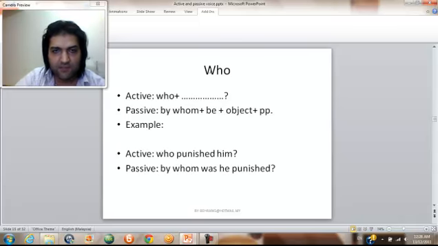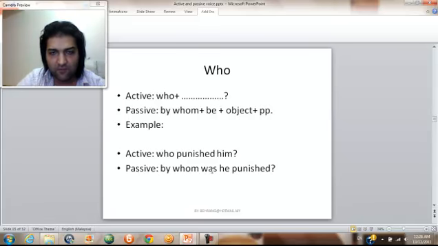Well, sometimes our active sentence is a question form starting with WH, who. If you have that sort of sentence, you're going to substitute who with by whom, and then plus be, object, and PP. Look at this example. Who punished him? This is an active sentence. Who punished him? In passive, we go, by whom was he punished?